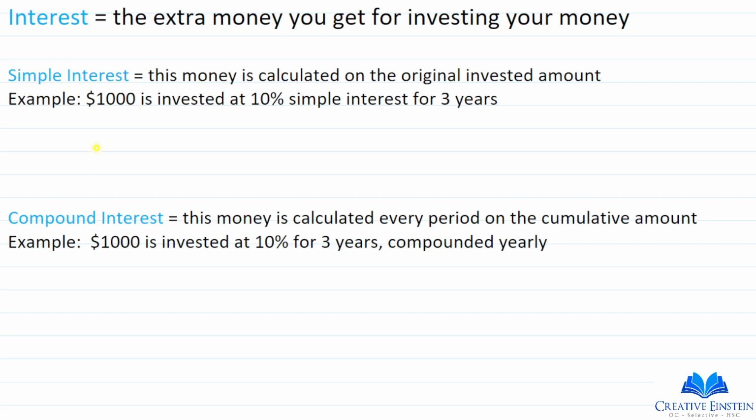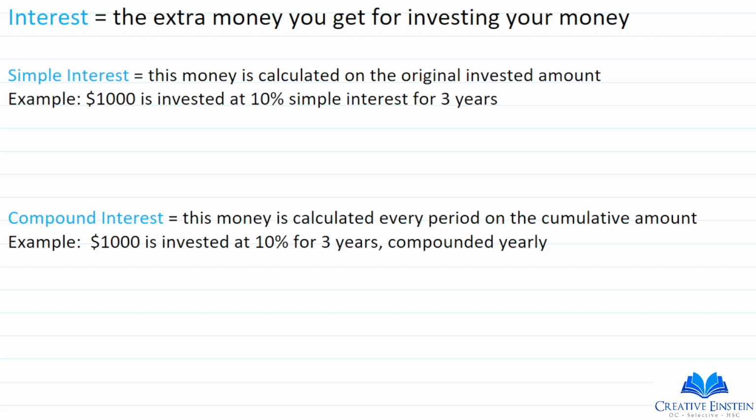There's two types of interest. There's simple interest, and this money is calculated on the original invested amount. And there's also compound interest, where the money is calculated every period on the cumulative amount. So you always get more money with compound interest than with simple interest. And I'll give you examples on how this works.